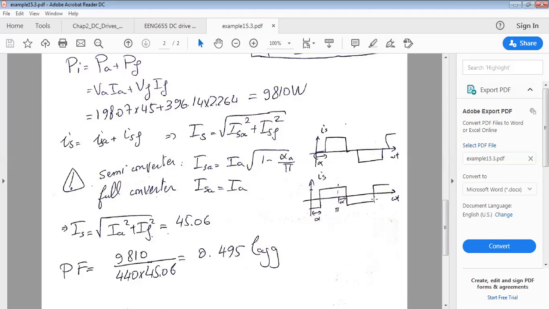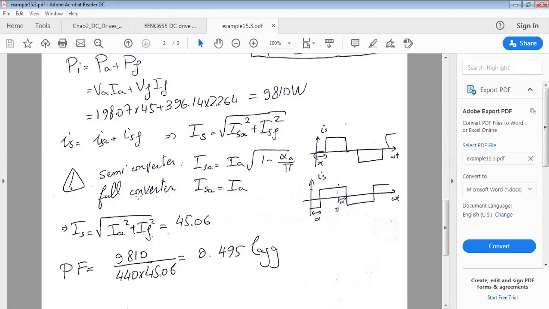We do not have any current equal to 0. So when I need to find the RMS value of IS, it will be equal to IA, since when we do an RMS value, we do everything to the power 2, and then we calculate the square root of this value. So I got ISA equals IA. So this is just to note, between a full converter and semi-converter, we do not have the same value of IS.